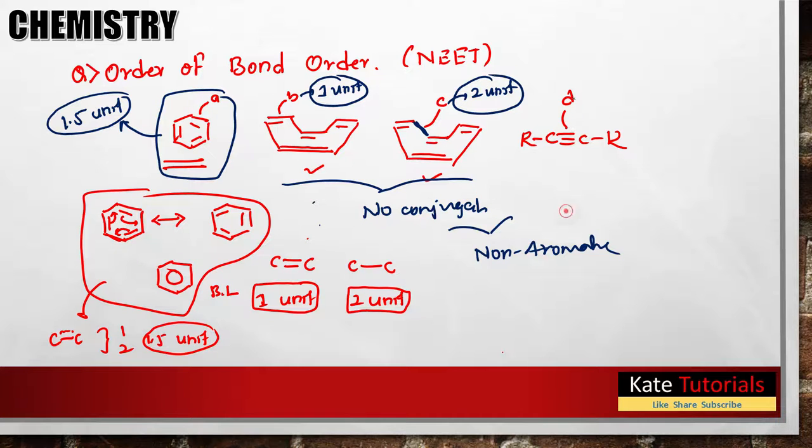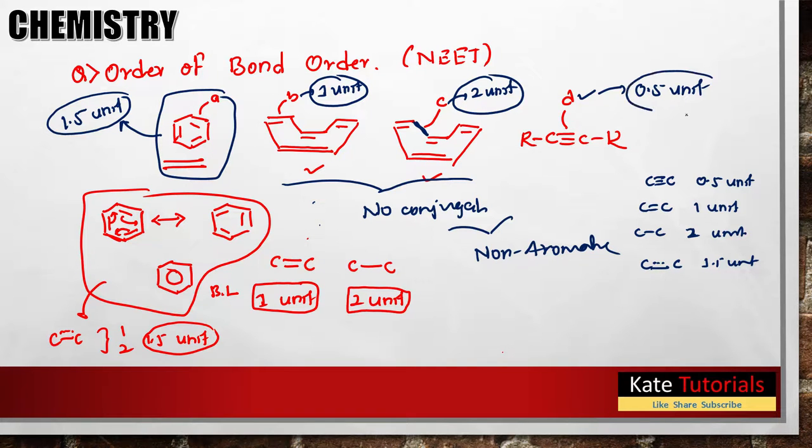Talking about this D, C triple bond C, the bond length decreases further. Let us assume it is 0.5 unit, and C double bond C is 1 unit, and C single bond C is 2 units, and in between, where conjugation happens, it will be 1.5 units. So this one, D, I have assumed to be 0.5 unit.